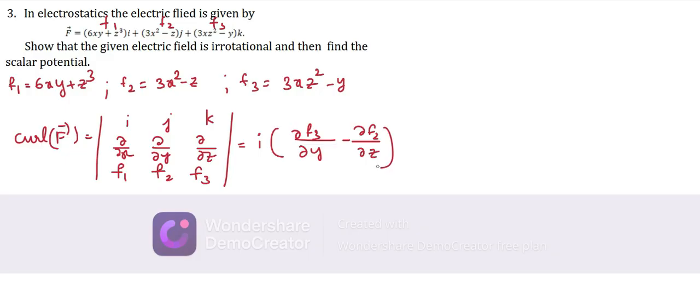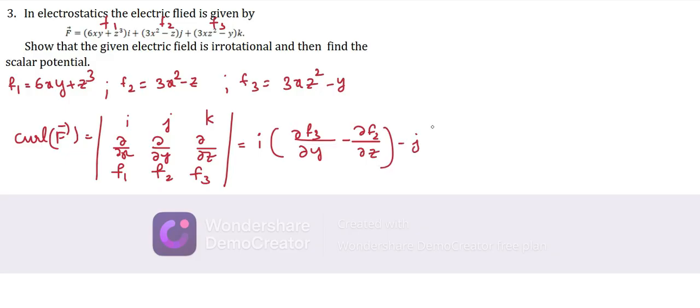So what is the curl of f? The curl of f is given by the determinant of i, j, k; dou by dou x, dou by dou y, and dou by dou z; and here it is f1, f2 and f3, right? So this is equal to i into, deleting the corresponding row and column, dou f3 by dou y minus dou f2 by dou z, right?